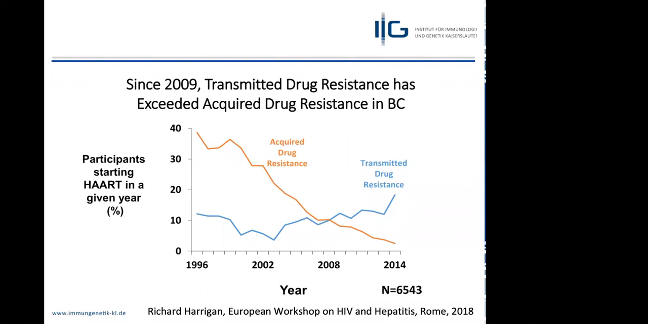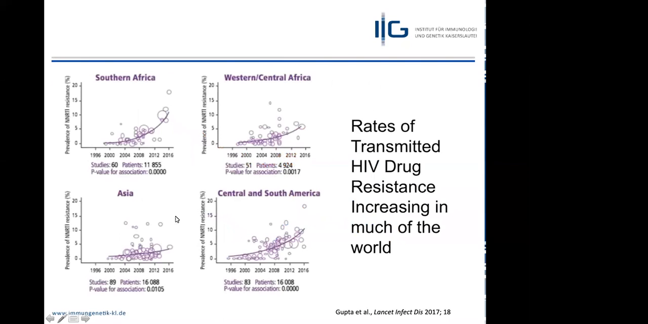But if we look more globally, transmission of drug resistance is increasing. In some parts of the world, we do see a decline, or at least a stable transmission of HIV drug resistance, but in most other parts, actually, we do see an increase in numbers of transmitted drug-resistant viruses.